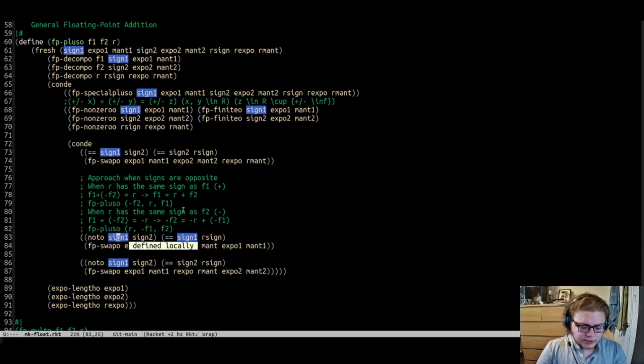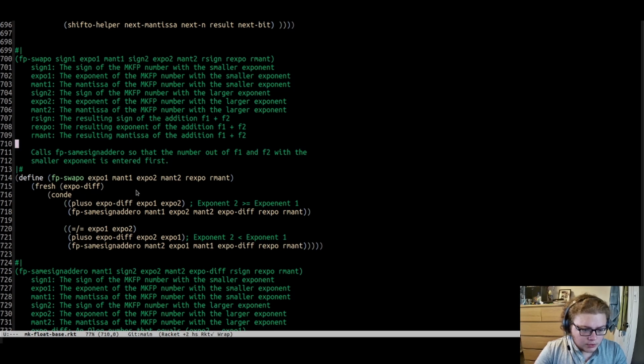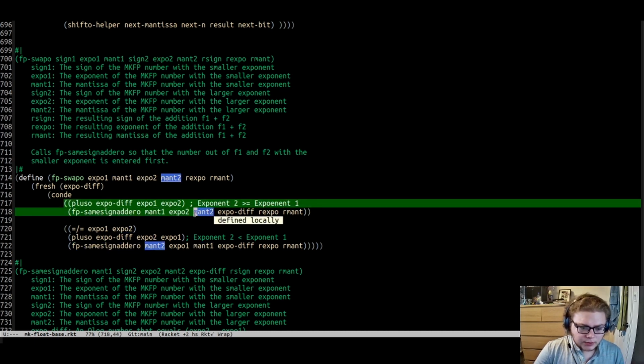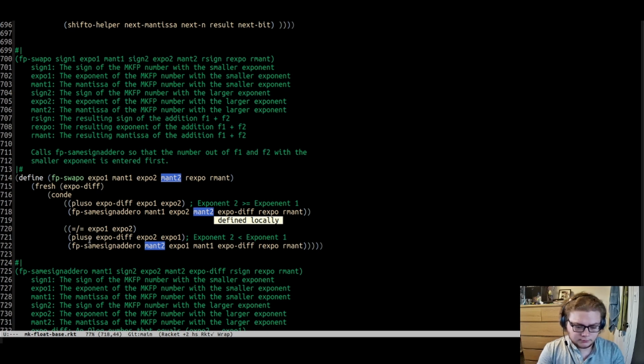Next, we'll move on to FP swap O. So here is FP swap O. FP swap O is responsible for ordering the exponents of the addends so that we treat the second parameter as having the largest exponent. This is an assumption that FP same sign adaro, our next relation that we're going to talk about, uses to actually do the addition. So that's what these two branches do. They just compute the difference of the exponents and then determine which one is larger.